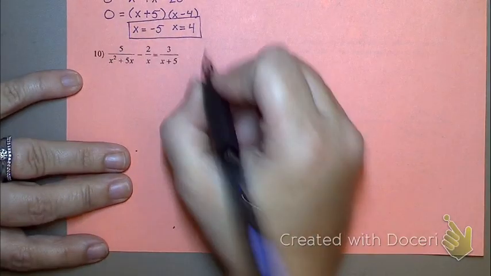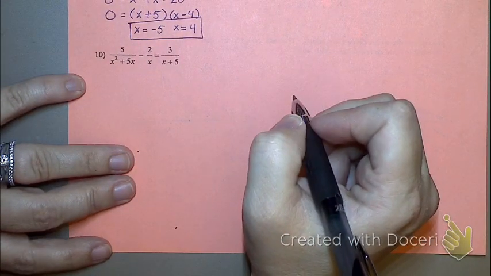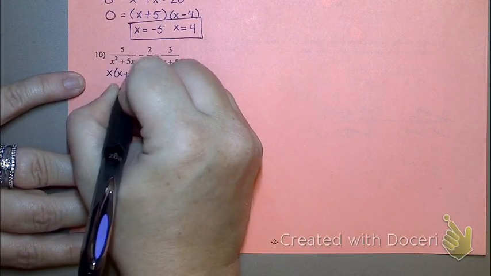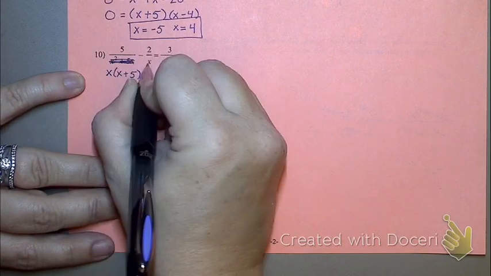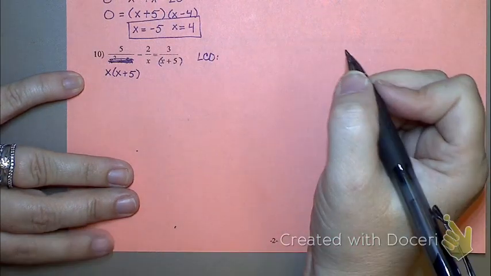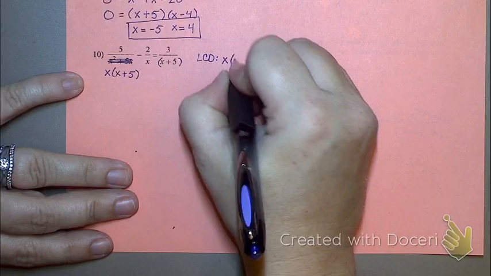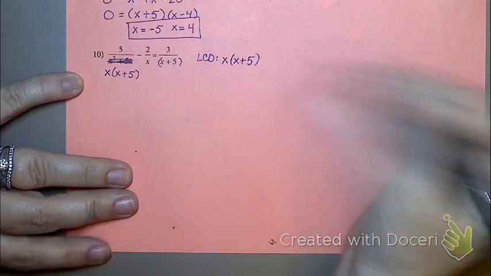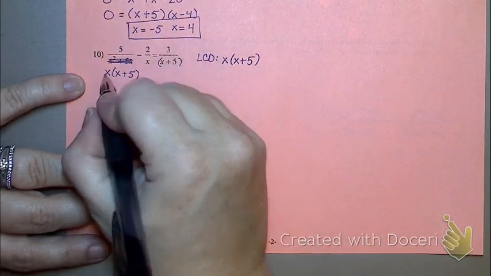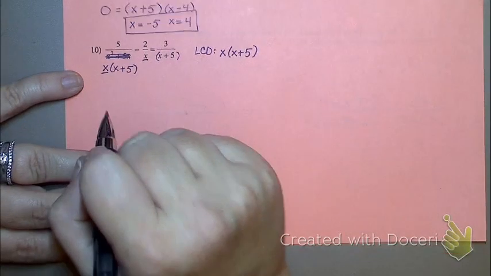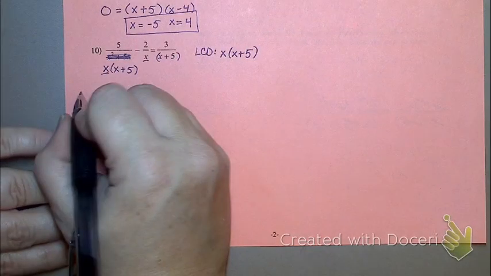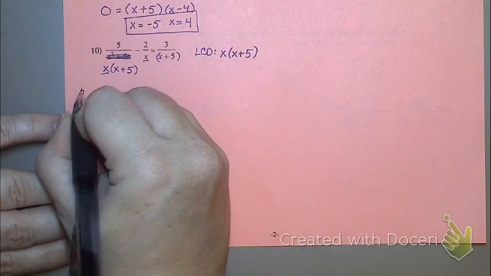All right, I need to find an LCD because I do not have fraction equals fraction, so I cannot cross multiply. So if I factor this denominator, that gives me x times x plus 5. This is an x, this is an x plus 5. What is my LCD? x times x plus 5. Because I have to include the x that's not in parentheses, which shows up here and here, as well as the parentheses. Questions there? Okay, again, this is the step people don't want to write, but I'm telling you, take the 30 extra seconds to write it, because it helps.